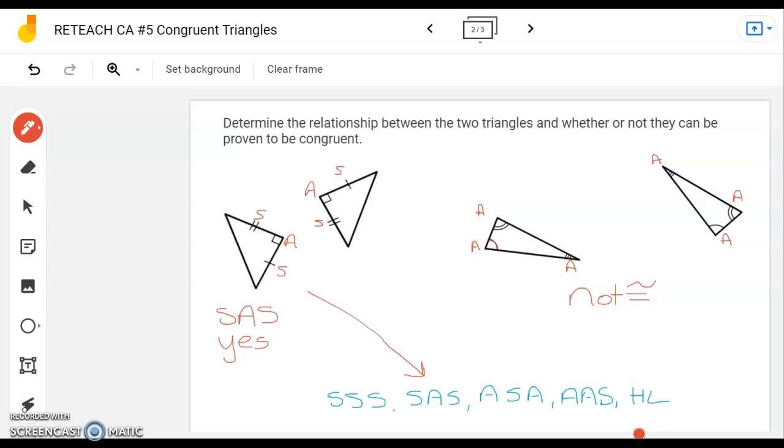They're not congruent because AAA, angle, angle, angle, we can use it for similarity, but we can't use it for congruence because we don't know what those sides are. Okay, so we can't use it for congruence, but we can use it for similarity. Okay, let's try some more.